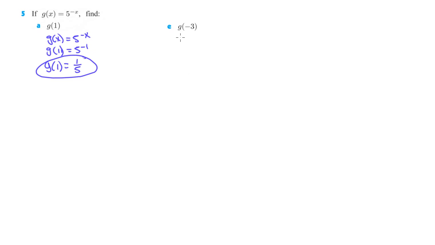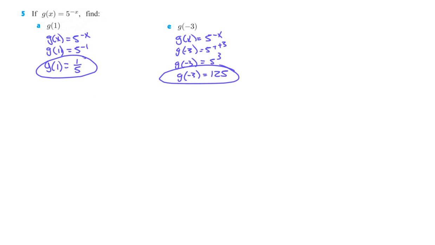Okay, g of negative 3. g of x is 5 to the negative x, so it's g of negative 3, so it's 5 to the negative negative 3, so that turns into g of negative 3 equals 5 to the third. So g of negative 3 is going to equal 125. All right.